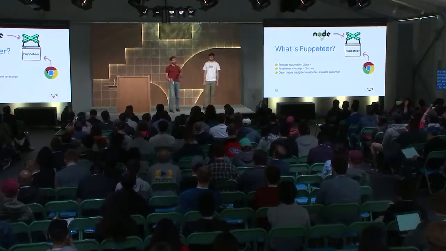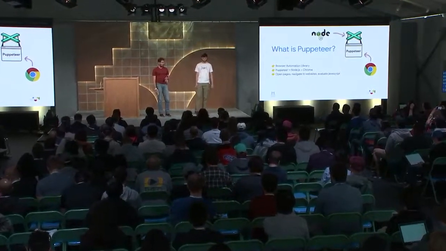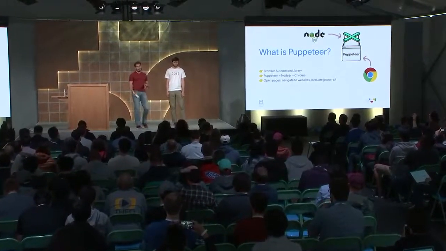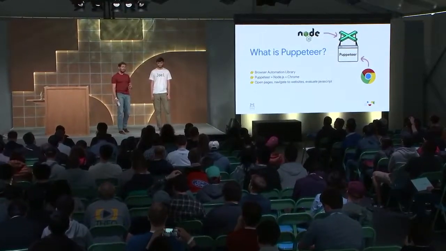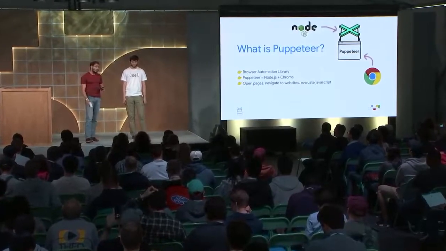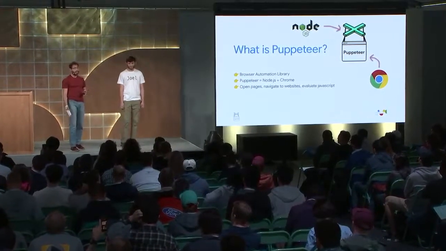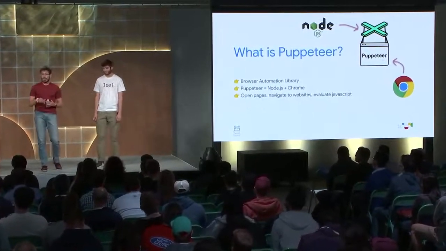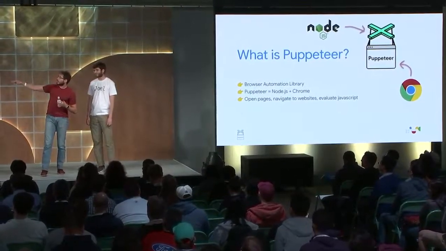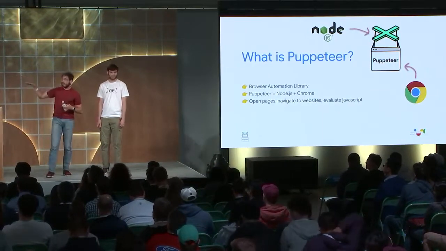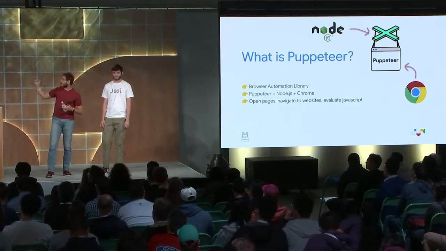So what is Puppeteer? Puppeteer is a browser automation solution. It brings the power of the web to Node.js with simple-to-use and easy APIs. With Puppeteer, you can open pages, navigate to websites, evaluate JavaScript inside these websites, and many, many other things. In fact, we encoded this in our logo. You see over there is a browser frame. This is Chrome. Up there, the green thing with bars and strings, this is Node.js that controls Chrome through the APIs.